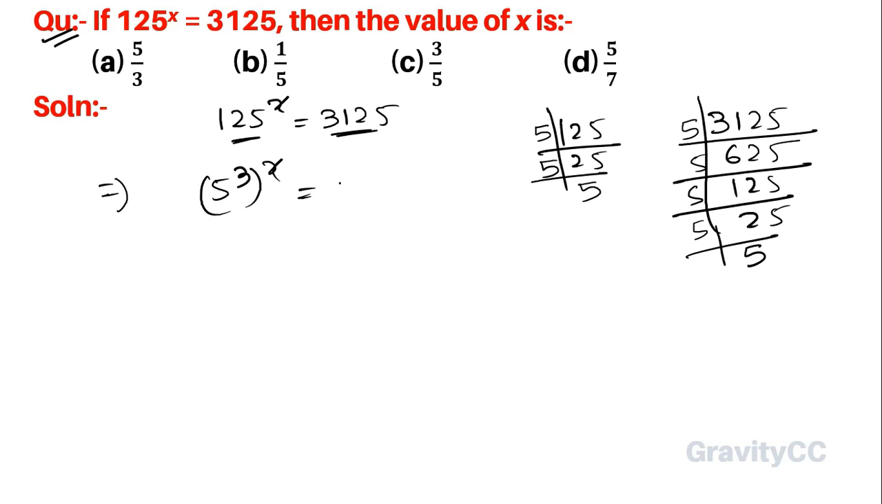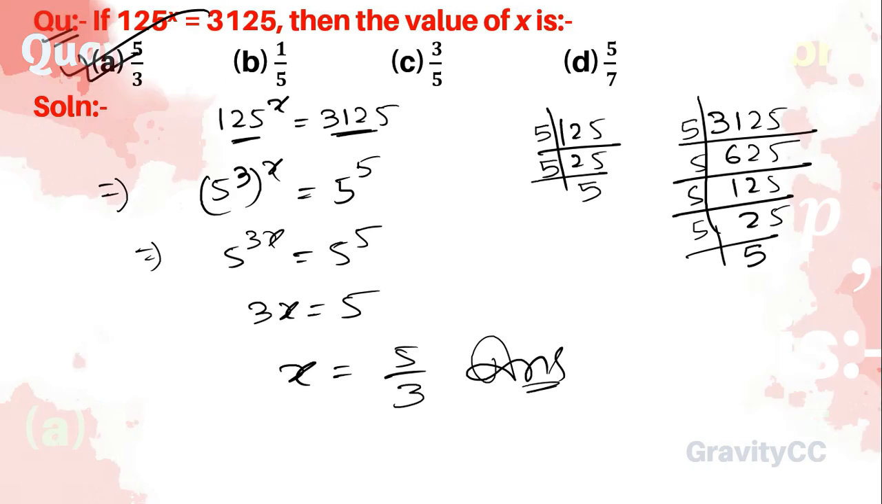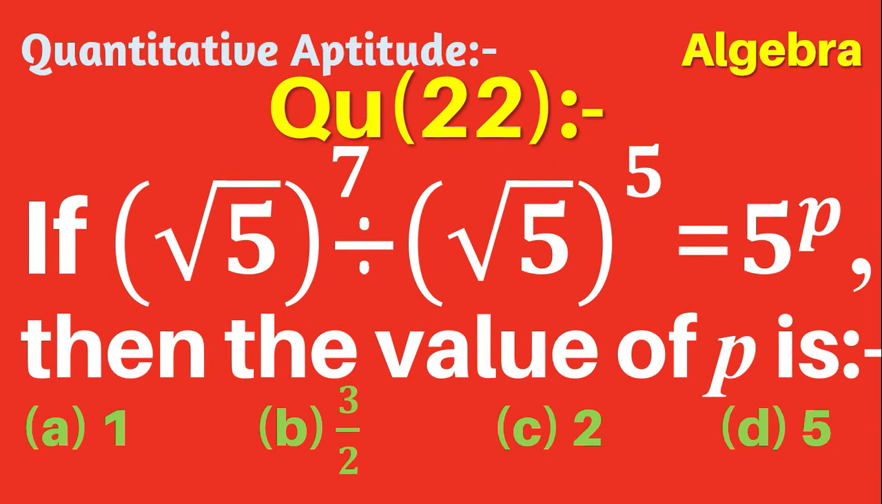So this implies that 125 is 5 to the power 3, to the power x, and 3125 is 5 to the power 5. So 5 to the power 3x equals 5 to the power 5. Since the bases are the same, 3x is equal to 5, so x equals 5/3. Answer: option A is the correct answer.